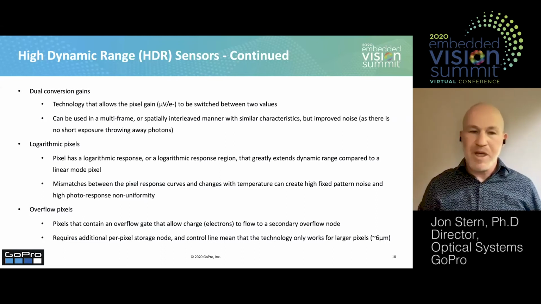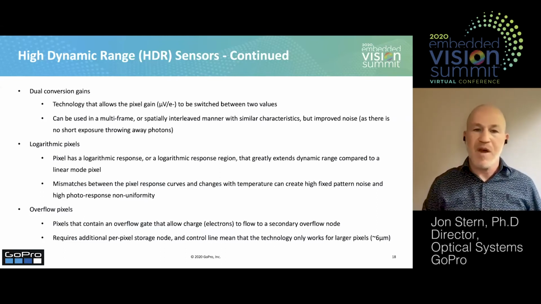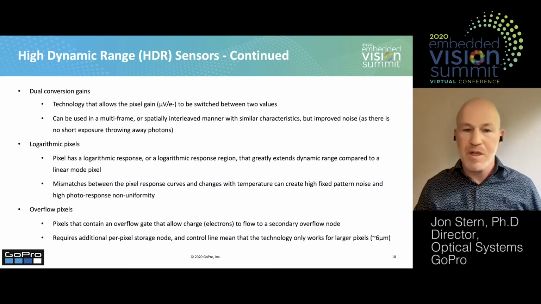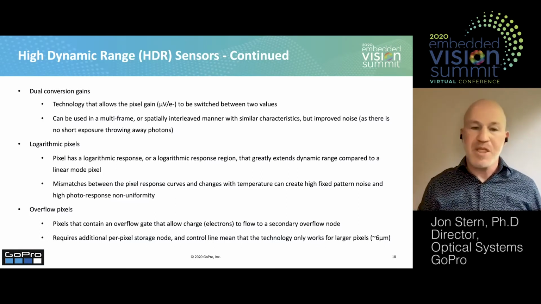There are logarithmic pixels. These are pixels that either have a completely logarithmic response or a logarithmic response region that greatly extends the dynamic range compared to a linear mode pixel. The issues here are mismatches between the pixel response curves, and changes with temperature can create high fixed pattern noise and high photo response non-uniformity.